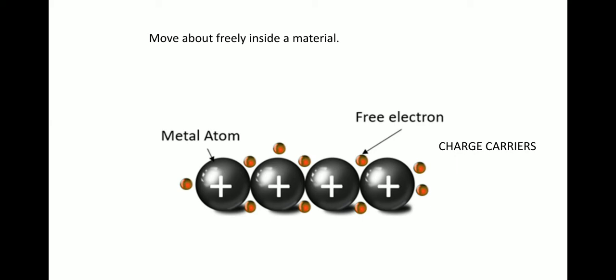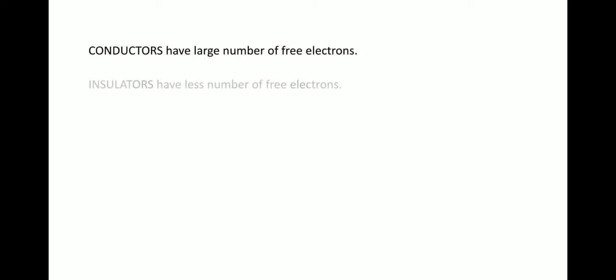If the number of charge carriers is more, then that particular element will be a good conductor, and if the number of charge carriers or the free electrons is less, then that element will be called a bad conductor of electricity. Thus we can say that conductors have a large number of free electrons, whereas insulators have fewer free electrons.